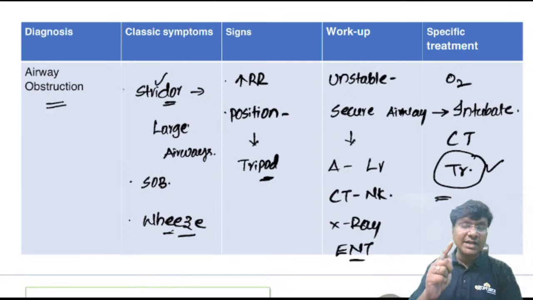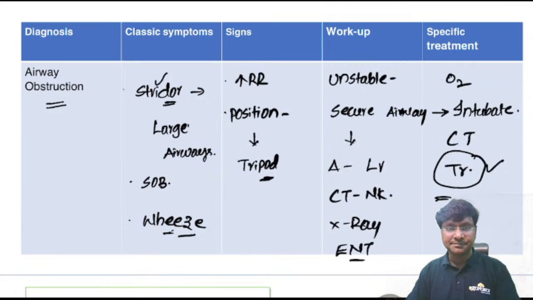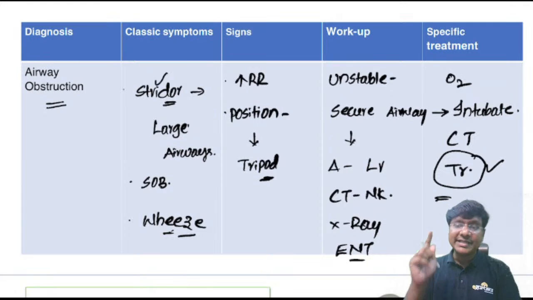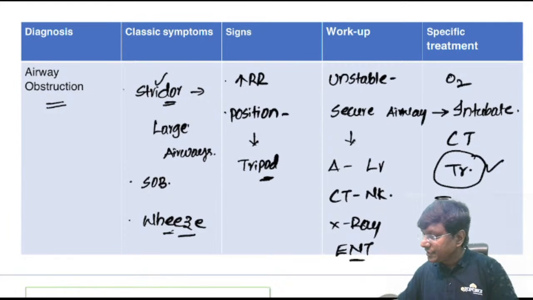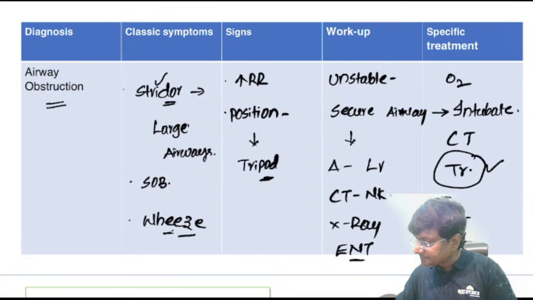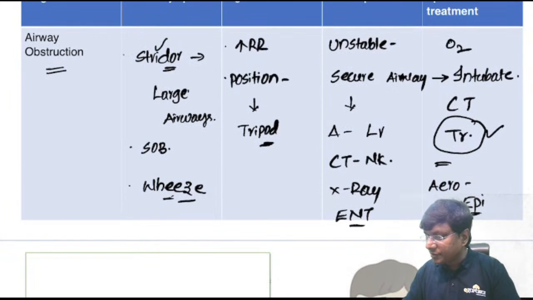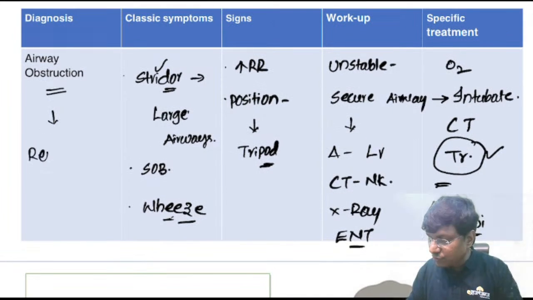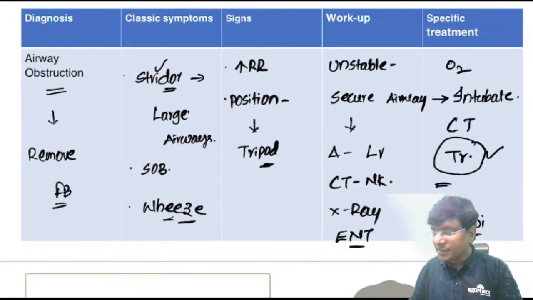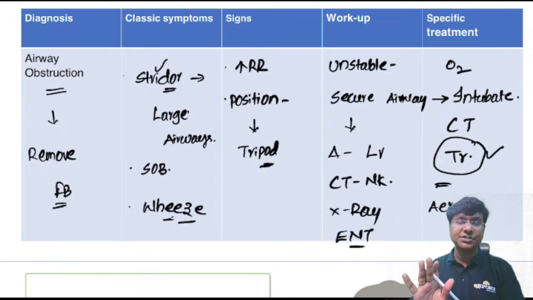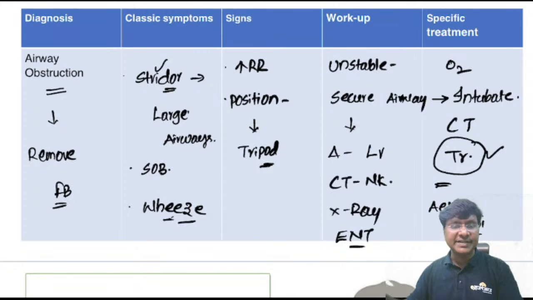Now, one condition where the individual can develop airway obstruction is angioedema. This angioedema is secondary to an allergic reaction. In that case, you need to give aerosolized epinephrine if there is angioedema causing airway obstruction. And a very important part of the treatment is to remove the foreign body. So this is about airway obstruction presenting as a pulmonary emergency, with its classical symptoms, signs, workup and specific treatment.